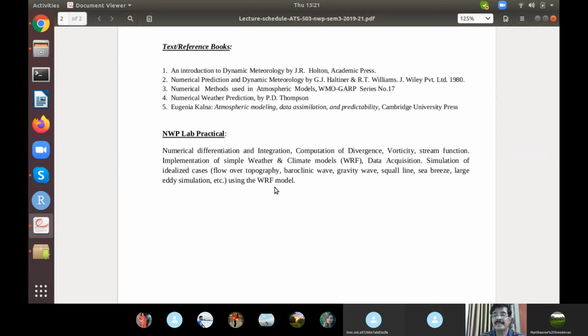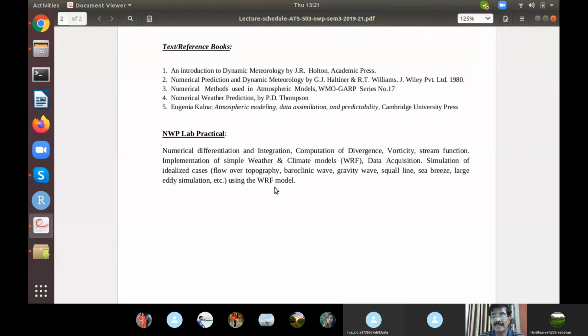Then data acquisition, simulation of idealized cases, that is very important. I think all of you should be able to do this exercise, because if you do that, simulation of idealized cases, like how does wind flow over a topography look? What is a baroclinic wave? How does it look numerically in the model? What are gravity waves? How do they look in the model? A squall line, how does it look? How can you simulate the sea breeze numerically, right? Large eddy simulation, etc. So all these are idealized cases.